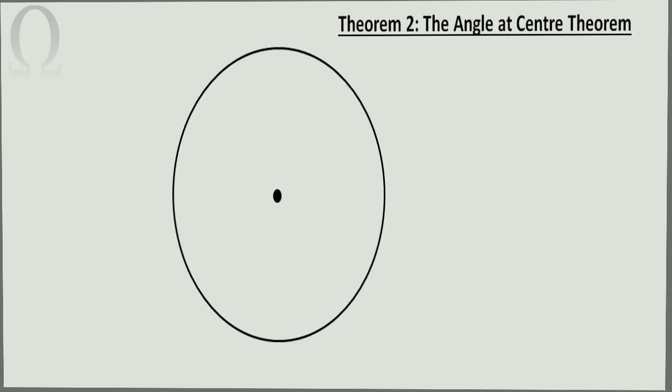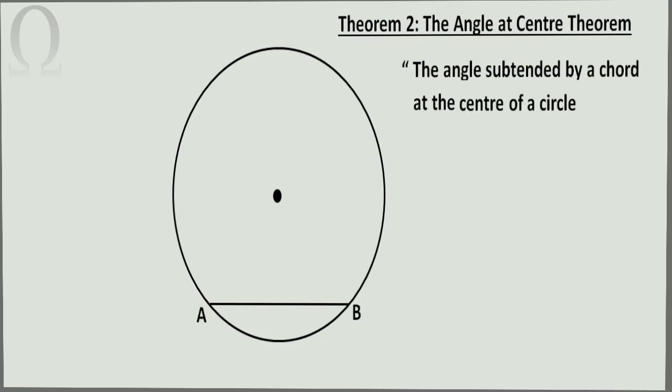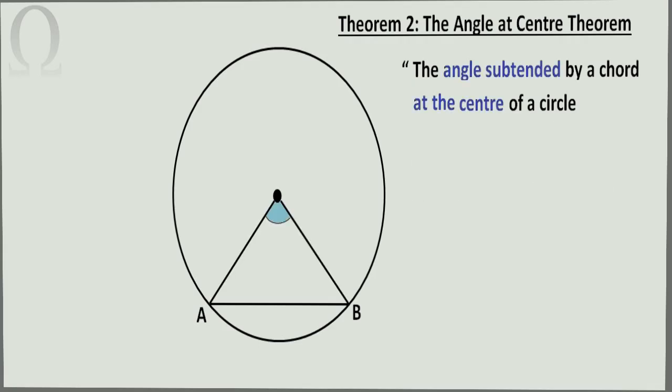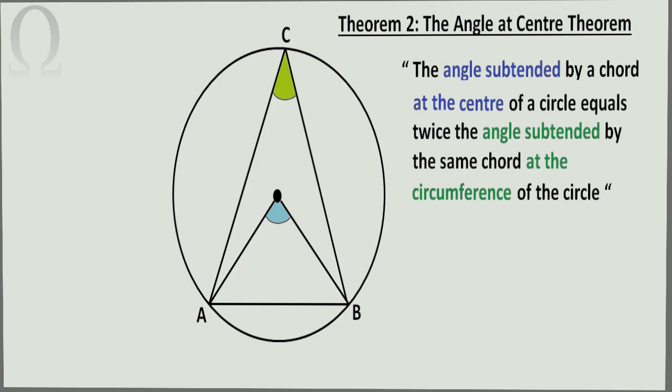The second theorem is the angle at the center theorem, which states that the angle subtended by a chord at the center of a circle equals twice the angle the same chord subtends at the circumference of the circle. Let's look at that a little closer. The angle subtended by a chord at the center of the circle equals twice the angle that same chord subtends at the circumference of the circle.